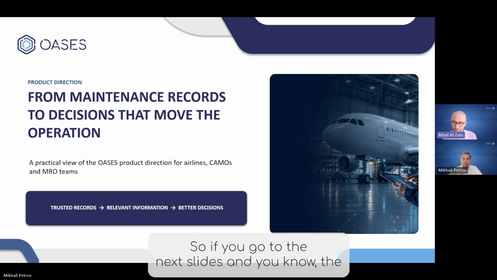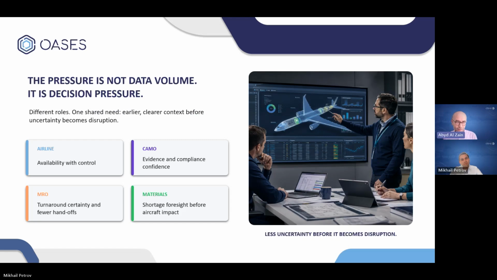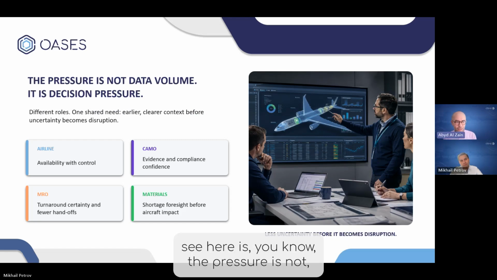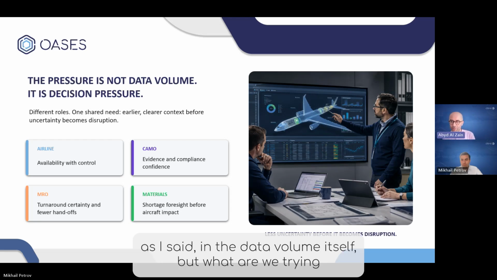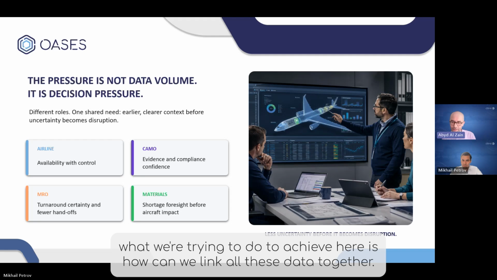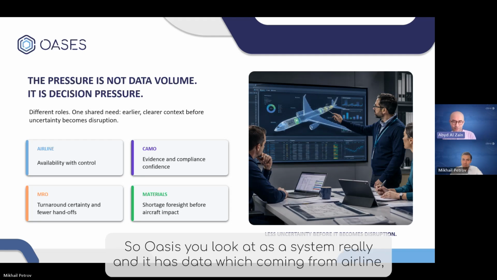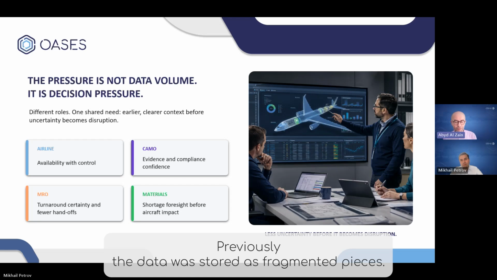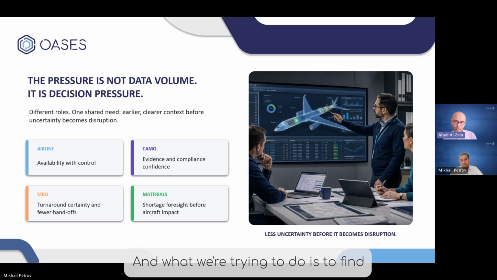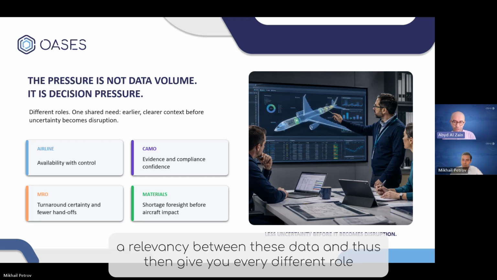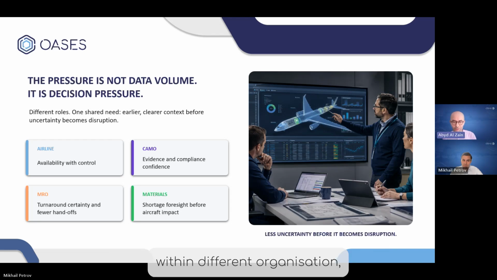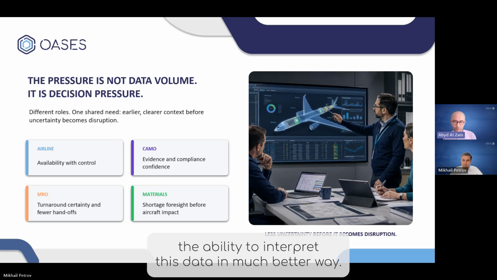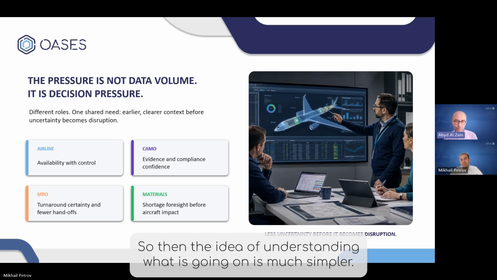So if we go to the next slides, what you see here is, the pressure is not, as I said, in the data volume itself, but what we're trying to achieve here is how can we link all these data together. So you look at OASES as a system, really, and it has data coming from airline, from CAMO, from materials, from MRO, and at the moment, or just previously, the data was stored as fragmented pieces. And what OASES is trying to do is to find a relevancy between these data, and that then gives every different role within different organizations the ability to interpret this data in a much better way. So then the idea of understanding what is going on is much simpler.